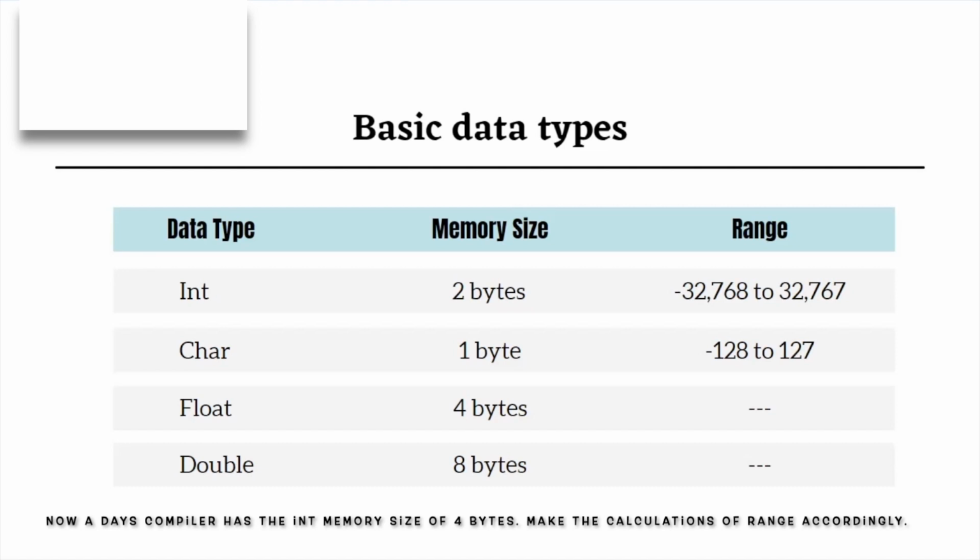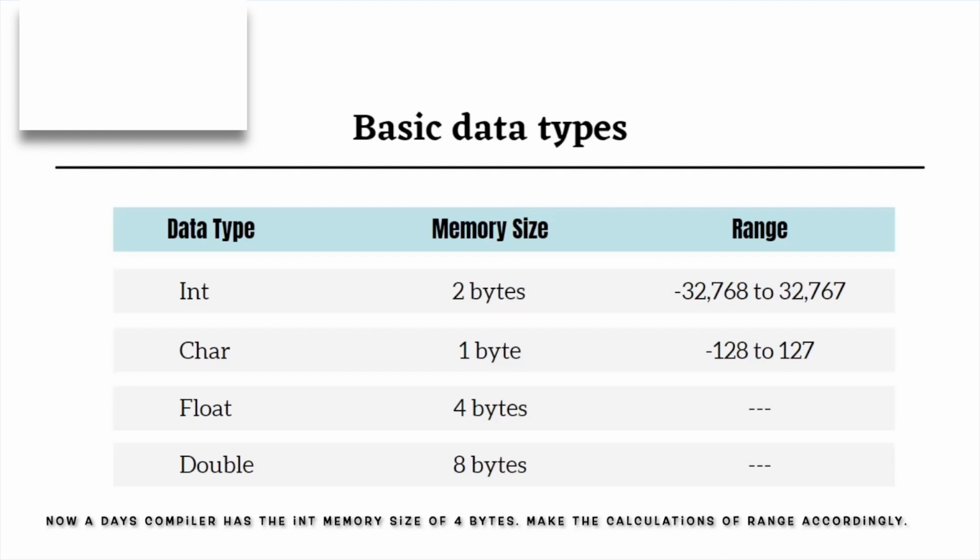Float is 4 bytes. You can calculate the range in the same way as I calculated for both int and char. Same, the double has 8 bytes. You can calculate the range in the same way as I have calculated int and char. So what is this integer, character, float and double? Integers are nothing but the numbers which we use in daily life. For example, 1, 2, 3, 4, 5. These all comes under integers.